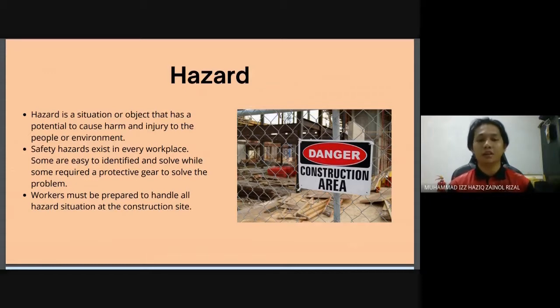Safety hazards exist in every workplace. Some are easy to identify and solve, while some require a protective gear to solve the problem. For example, in a lab where there's a chemical spill, we cannot just go and rub it off. We must use a special protector to protect ourselves because the chemicals can burn our skin. Workers must be prepared to handle all hazard situations at the construction site. This is why workers are sent to training and briefing for the hazard situation to make sure that everyone is safe during working.